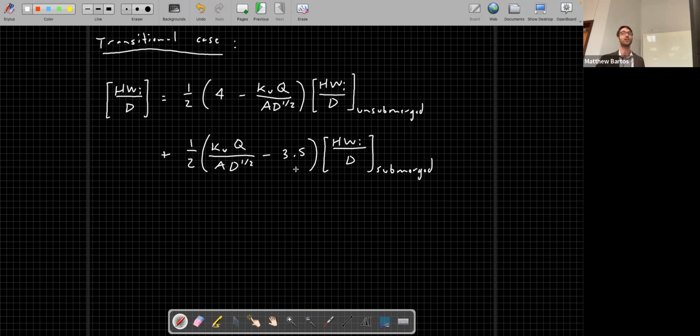Essentially you would go back to the equations on the previous slide. You would compute the headwater depth using the unsubmerged equation and using the submerged equation, and you would use this to linearly interpolate between the two. This is for K_U Q divided by A times D to the 1/2 power less than 4 but greater than 3.5.